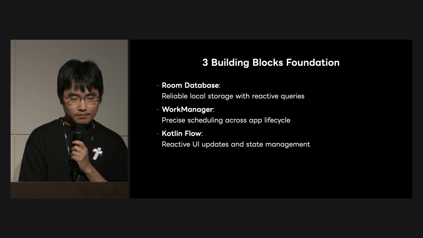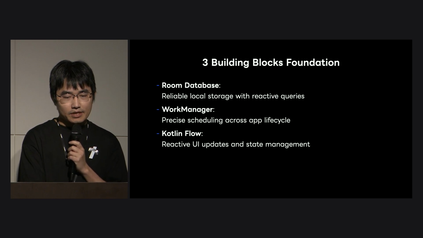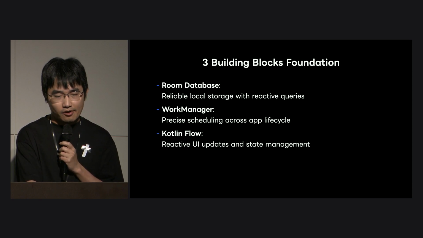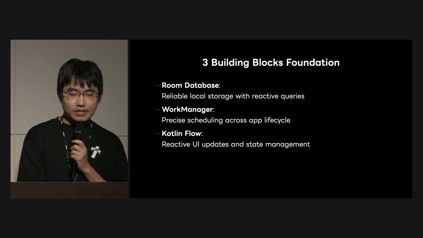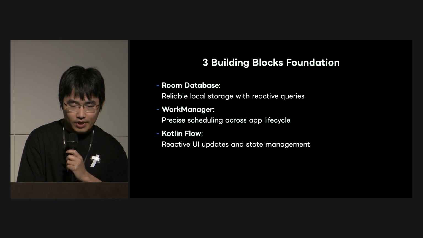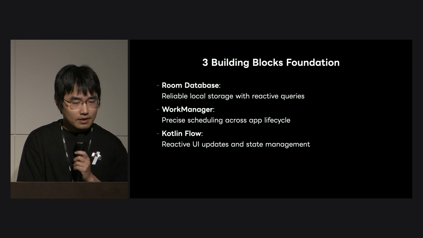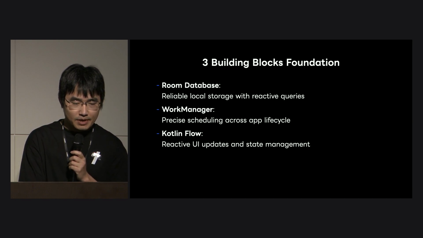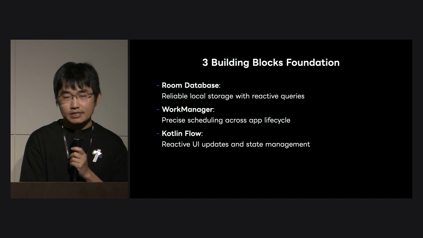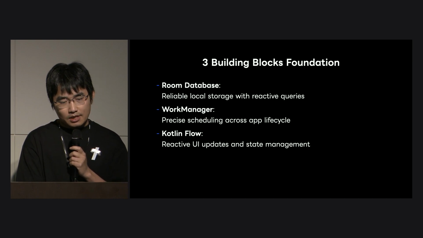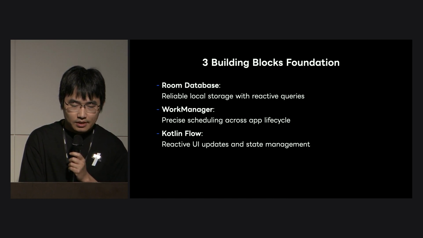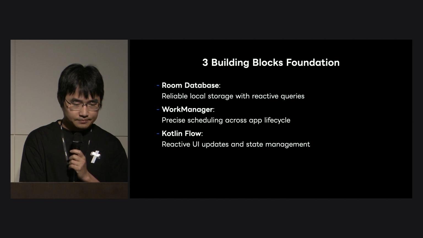Building block number two, WorkManager, handles precise scheduling across the entire app lifecycle, whether the app is running, backgrounded, or even terminated. WorkManager ensures celebrations happen when they should. And building block number three, Kotlin Flow. Flow helps us manage reactive UI updates and state management. This makes complex state transitions feel effortless and keeps our UI synchronized with the system state.